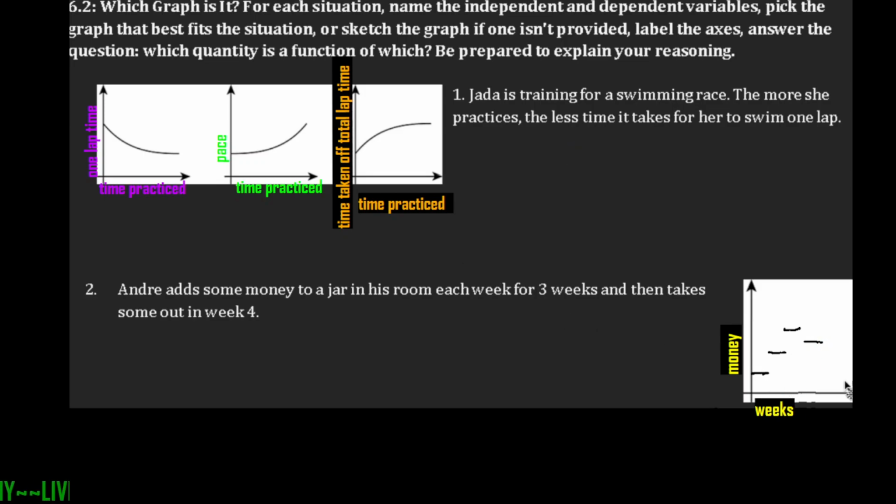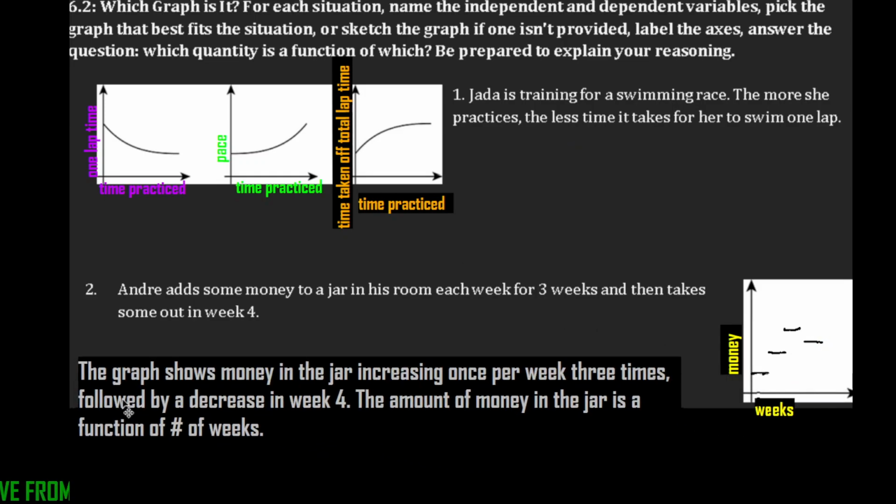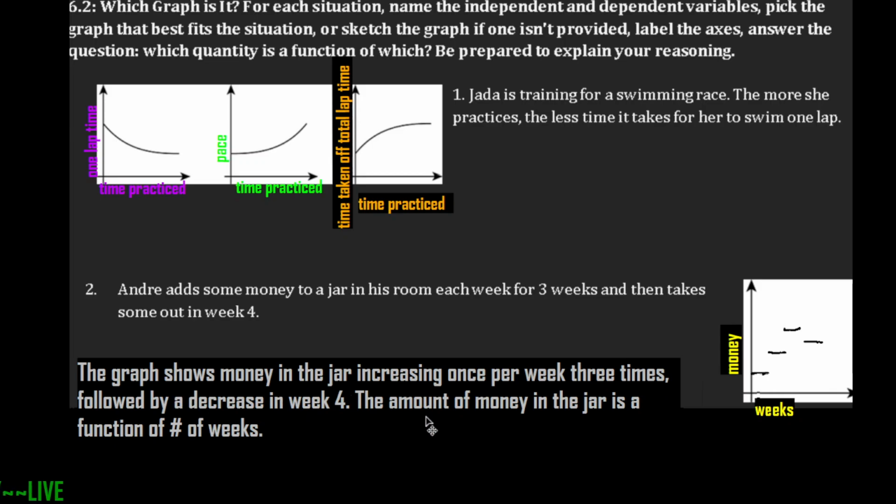And so we can say the graph shows the money in the jar increasing once per week 3 times, so 1, 2, 3, followed by a decrease in week 4, which is that last step. The amount of money in the jar is a function of the number of weeks. So make sure you're saying and seeing how those are set up.